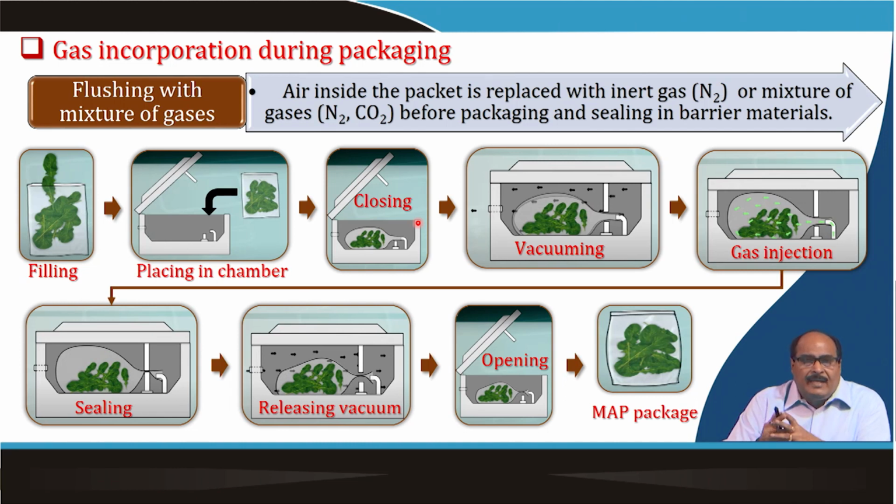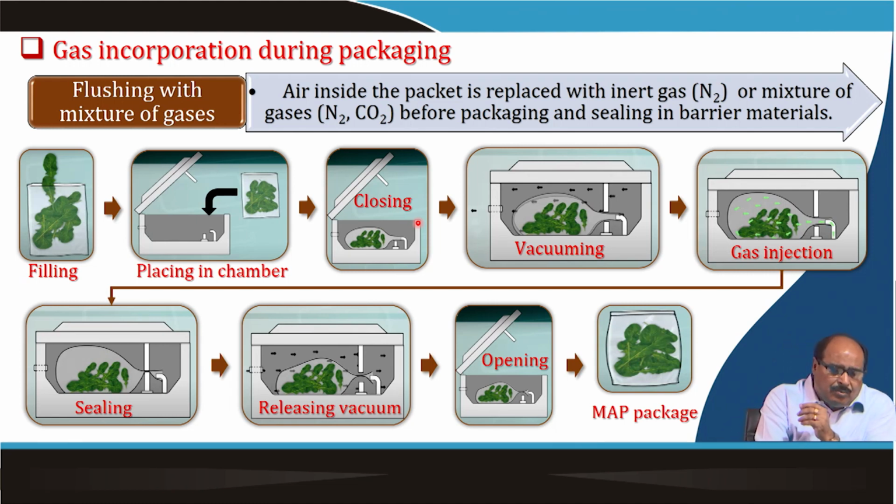Now, gas incorporation during packaging, that is flushing with a mixture of gases. Air inside the packet is replaced with inert gas nitrogen, because in some cases it is seen that even a small amount of air in certain materials, like coffee powder, may have some effect and it may oxidize. So now there is a trend that the oxygen is totally replaced with nitrogen or a mixture of nitrogen and carbon dioxide before packaging and sealing in barrier packaging.